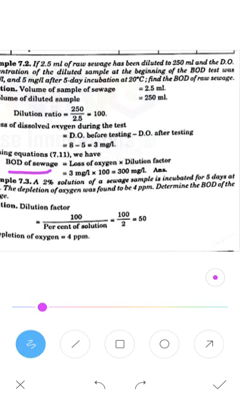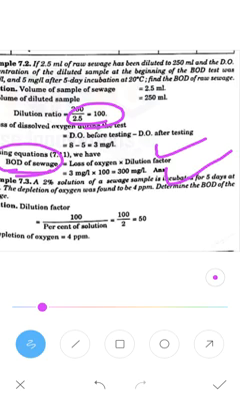Next is the dilution ratio. The dilution ratio and dilution factor are both the same. So the dilution factor is 100. You multiply these two, and you will get 300 mg per liter. So the BOD of the sewage is 300 mg per liter. This is how you have to determine it.